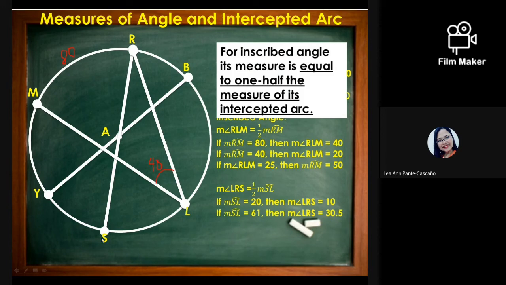If arc SL is 61, the measure of this angle is 30.5 because 61 divided by 2, or half of 61, is 30.5. So, ito po ay 30.5.